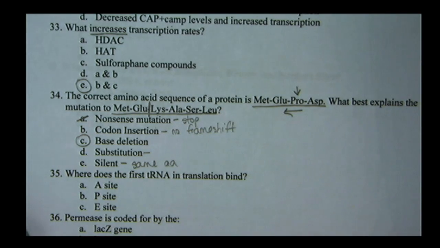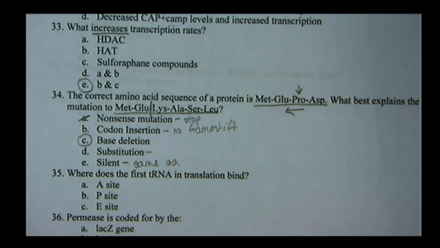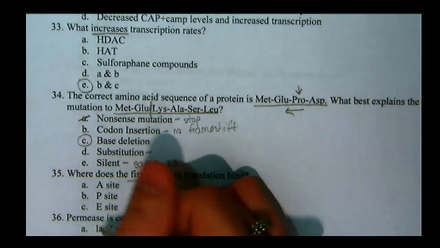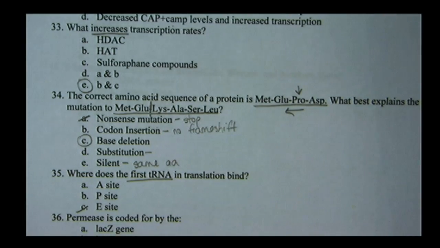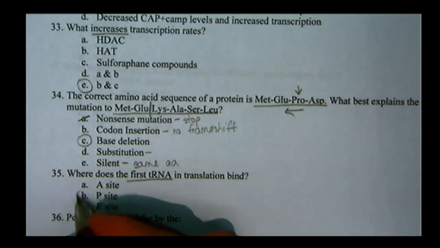Okay, and now we're talking about the first tRNA in translation. You have your 3 sites. Probably you know it's not going to be the E site, but your first tRNA is going to bind to the P site in translation. That's the exception to the rule. All other tRNAs are going to bind to the A site.